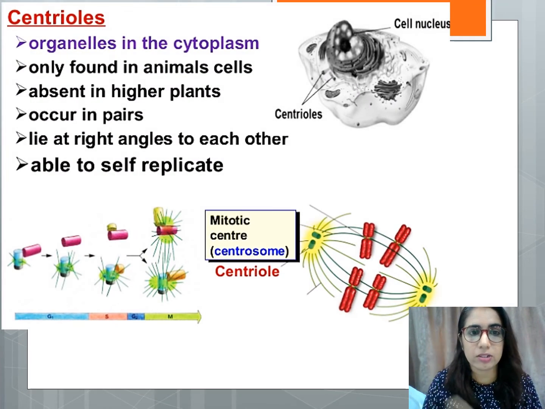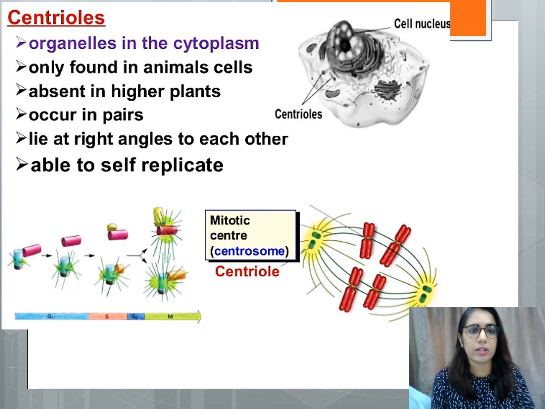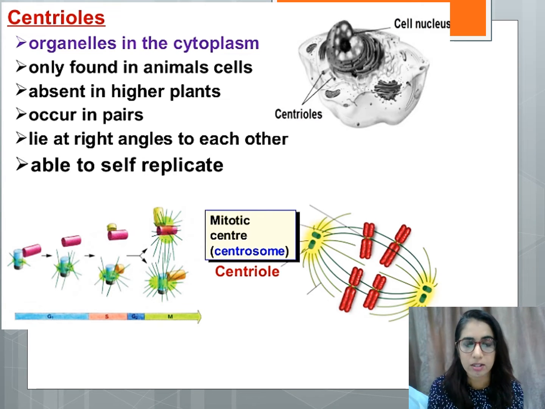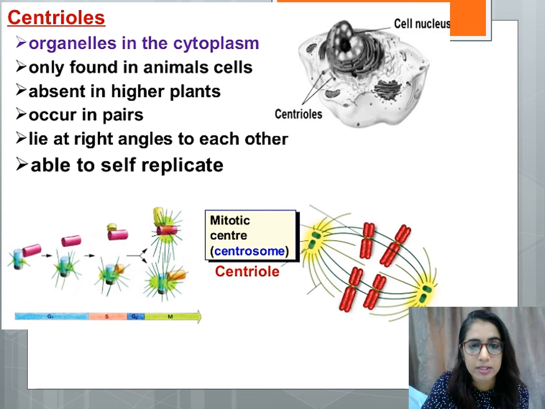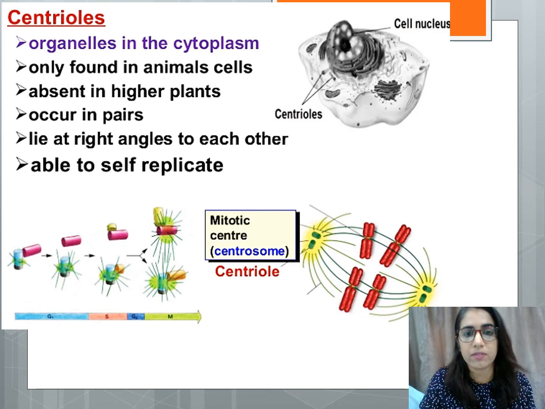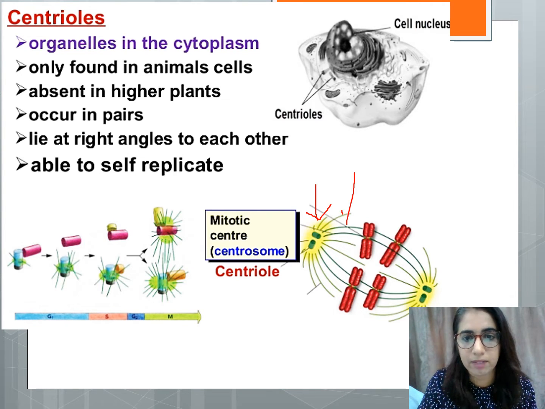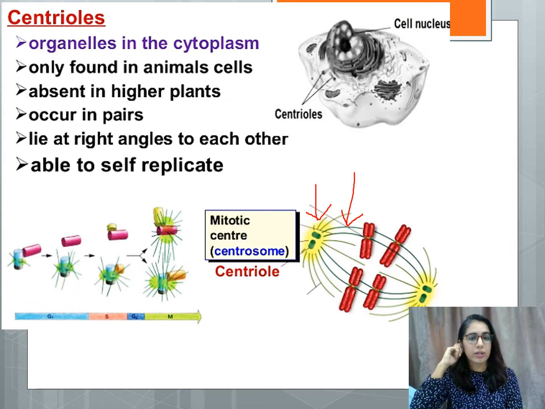Then we have centrioles. Remember centrioles? They are only found in animal cells, not in plant cells. And they occur in pairs. That means they come in pairs. There are two pairs in each cell. And they lie at right angles to each other, and they are able to self-replicate. So the mitotic center, you can see here, these are the centrioles, and they will form spindle fibers. We will see what spindle fibers are all about.